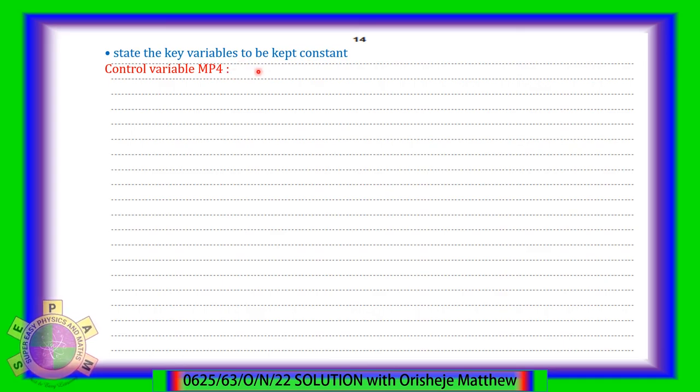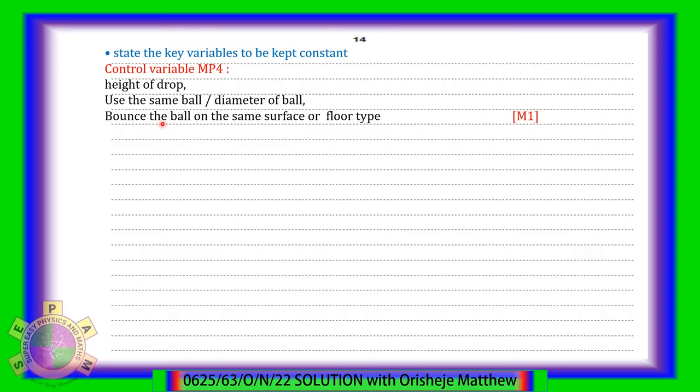For stating this, you are going to get 1 mark. So the key variable to maintain at the same value: 1, you have the drop height. Like in this one, I say, okay, 1 meter above the ground. Then use the same ball throughout, or keep the diameter of the ball constant, use the same ball. Then the surface that the ball will bounce on: the surface that you drop the ball on before it rebounds, you have to keep constant throughout the experiment. So any of these, you measure. For stating any of these reasons, you have 1 mark.